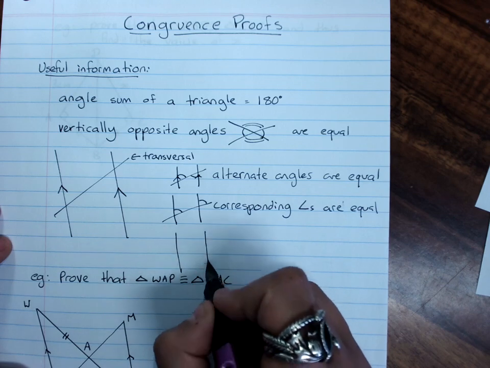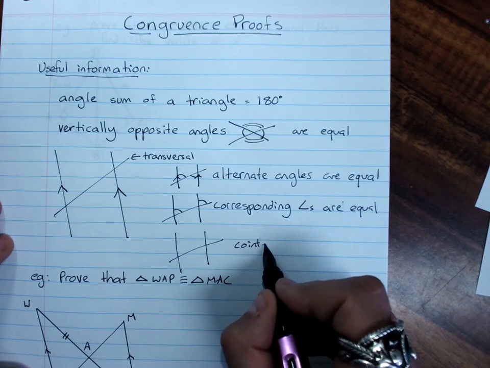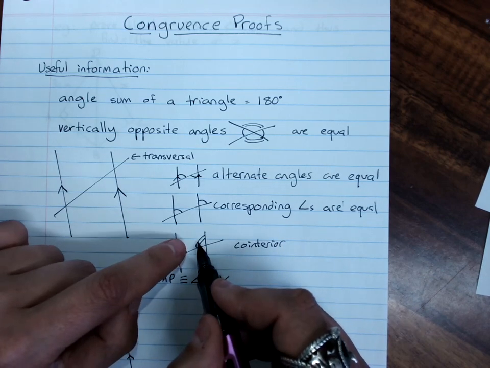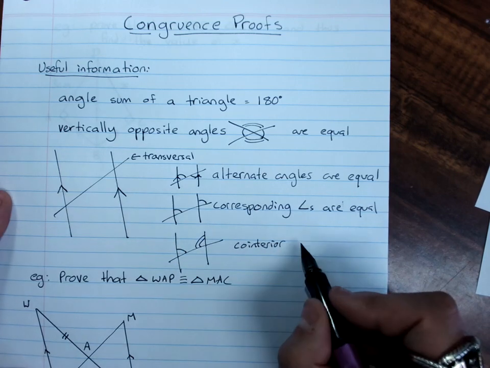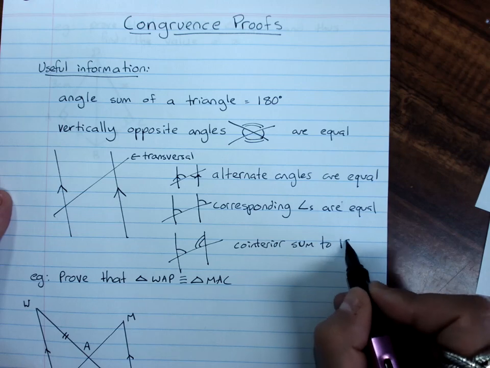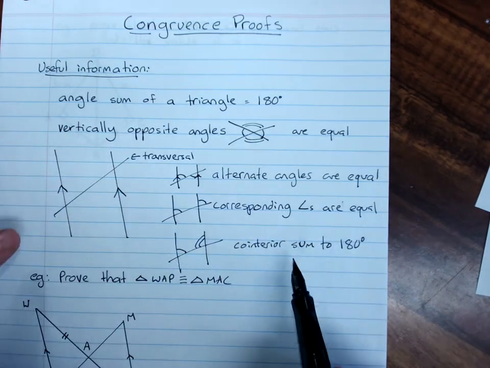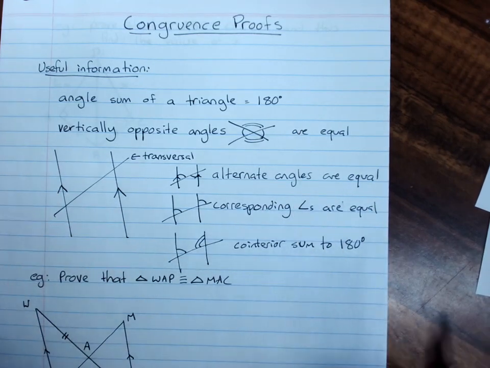And we have co-interior angles, which are both inside the parallel lines on the same side of the transversal, and co-interior angles add up to 180 degrees. So we should know all this already. We should remember that from year 7, I think. Just reminding you that we know all those facts and they can be really useful.